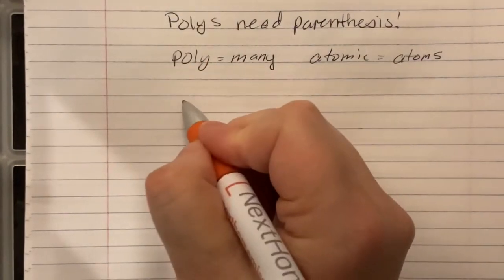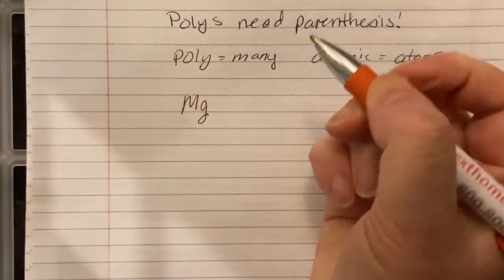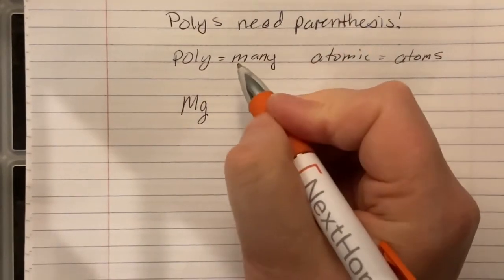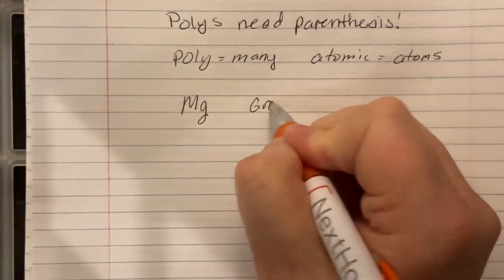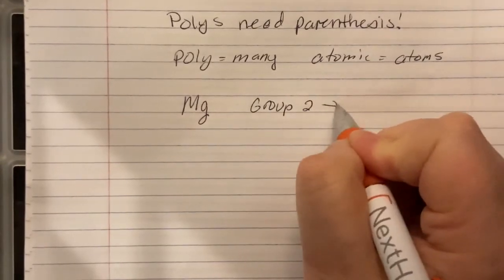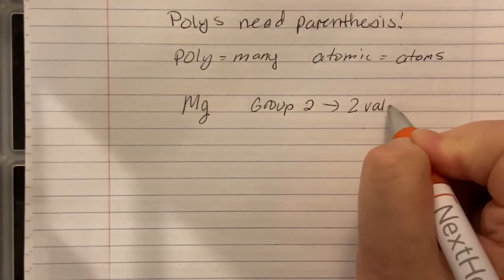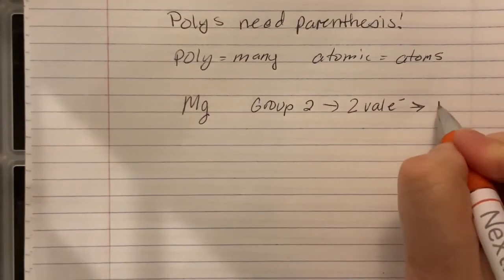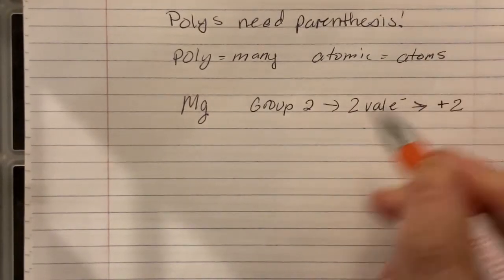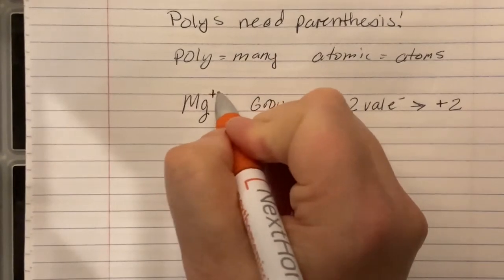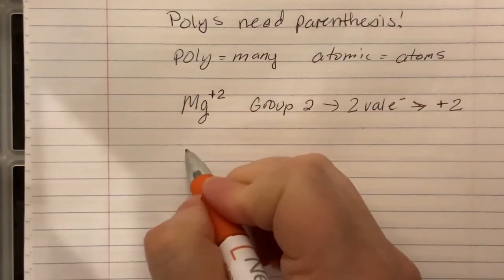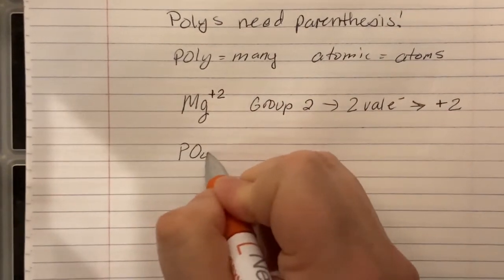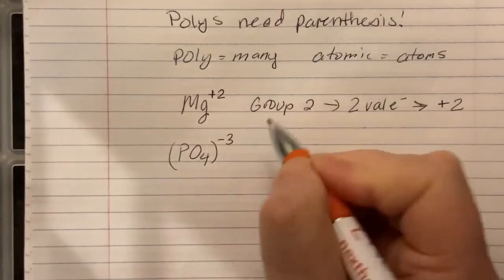So if I started out with magnesium, magnesium's not a polyatomic ion, it's right off the periodic table. And it's on group 2. So since it's on group 2, it has 2 valence electrons. And I know that it wants to get rid of those 2 valence electrons. So its charge is +2. And I'm going to cross that with phosphate, PO4 -3.